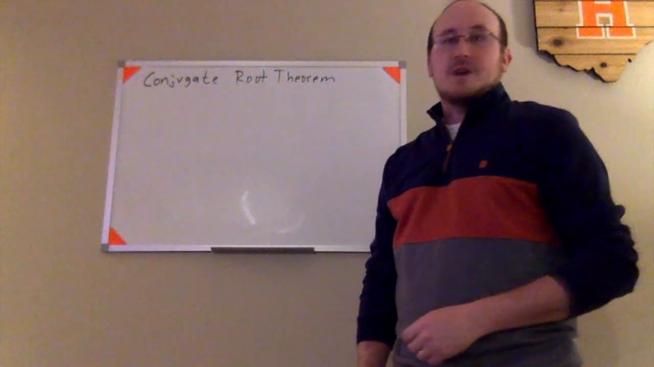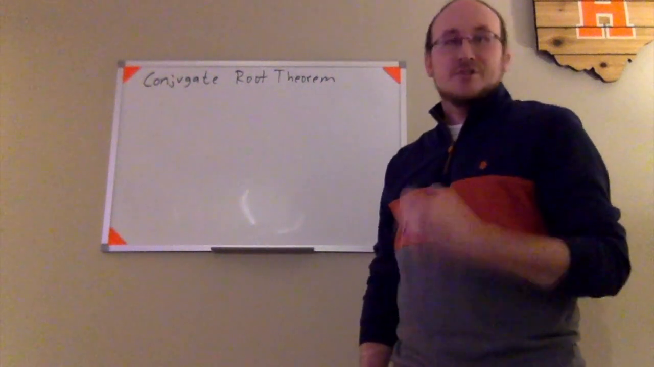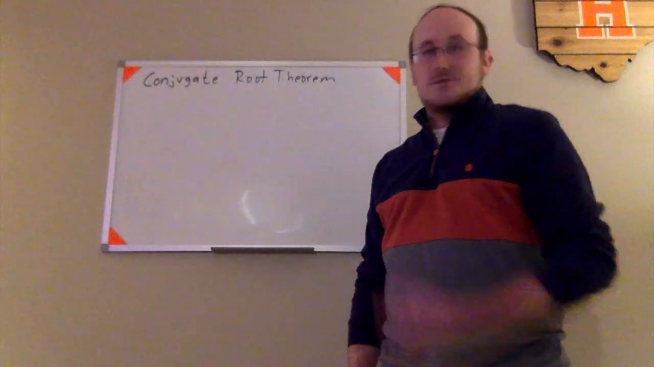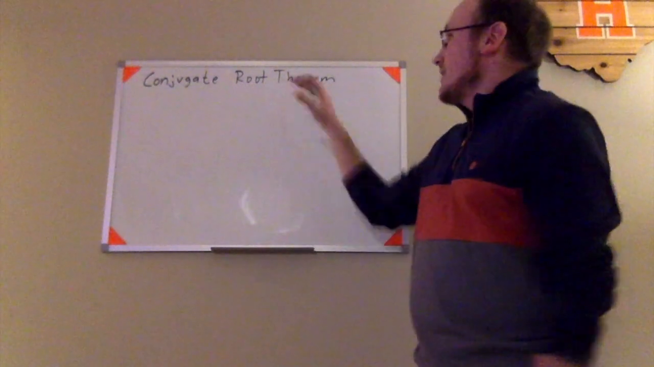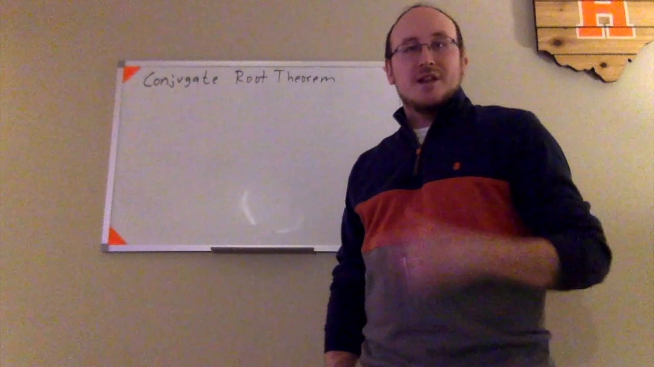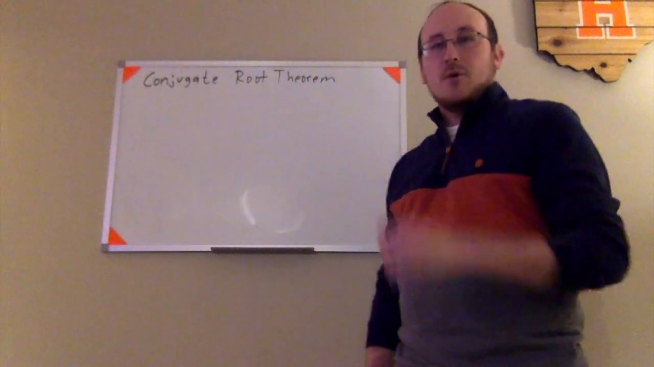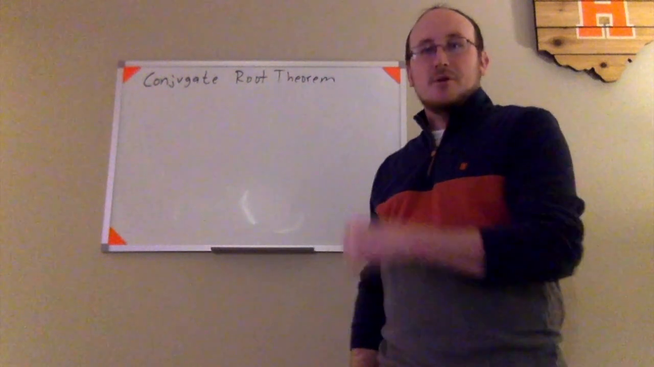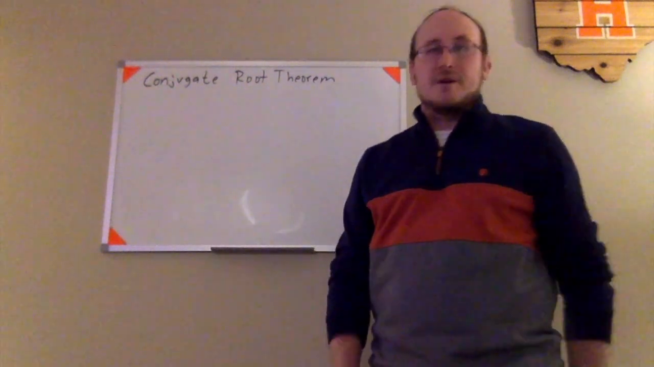In other videos, we've talked about a couple theorems about rational roots. Now let's talk a little bit about irrational roots or even imaginary roots. The conjugate root theorem says that any irrational roots always occur in conjugate pairs, as well as any imaginary roots also always occur in conjugate pairs.